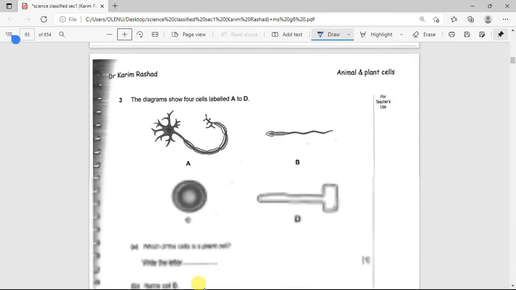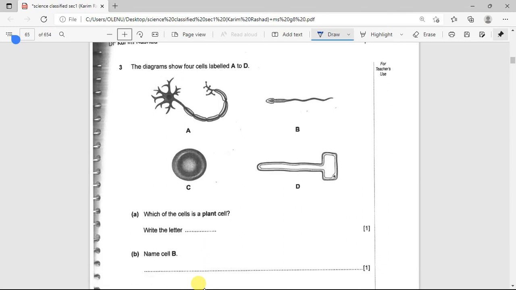Now, they said the diagram shows 4 cells labeled A to D. These are all specialized cells. Which of the cells is a plant cell? Now, this is a sperm cell. A represents a sperm cell. Sorry, that's wrong. A is a nerve cell. B is a sperm cell. C is a red blood cell. And D is a root hair cell.